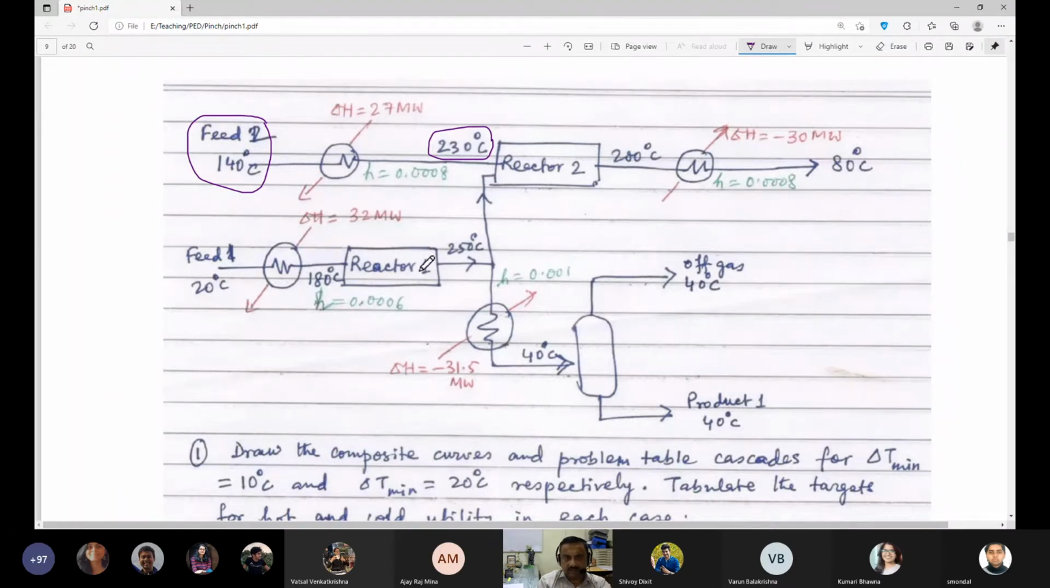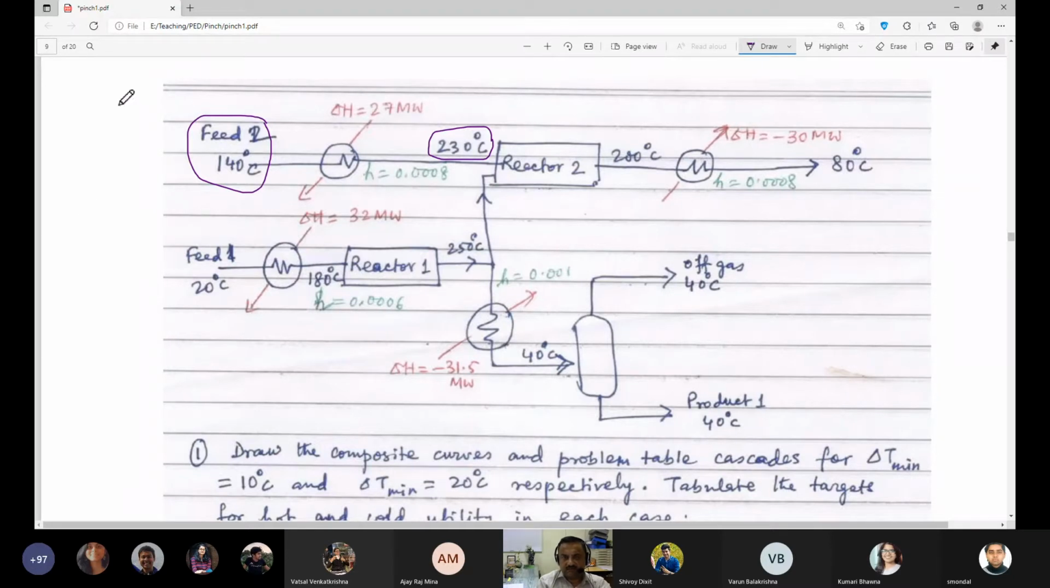And the feed one has a reactor, it goes to the reactor. The temperature has to be raised from 20 to 180 degrees centigrade. Then from the reactor, two streams go. The stream comes out at 250 degrees centigrade, one goes to reactor two, and the other is cooled down to 40 degrees centigrade, and then it goes to a separation device where you get an off gas at 40 degrees centigrade and the product at 40 degrees centigrade.